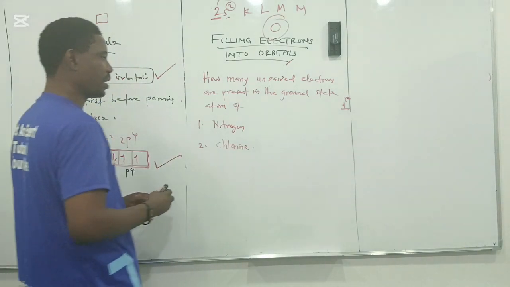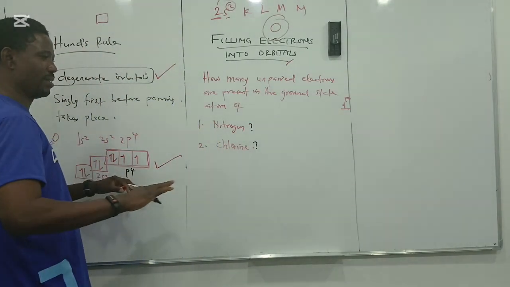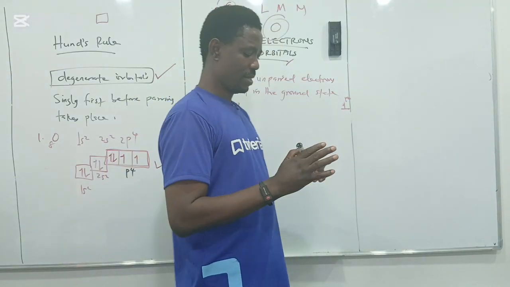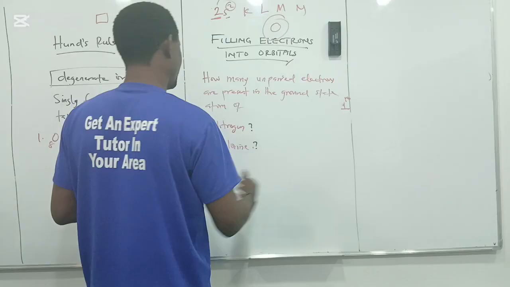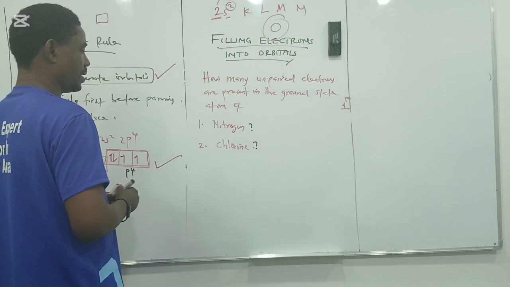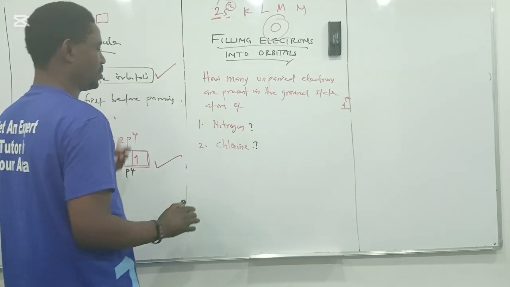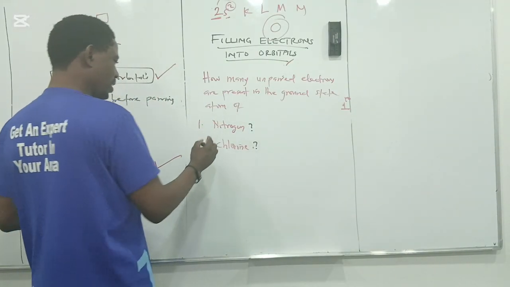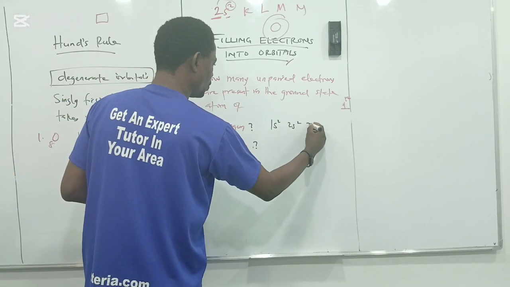So how many unpaired electrons do we have in the ground state? Ground state means that it is not charged. That means it doesn't have any charge, it has not lost an electron to move to the excited state. All right, so it's just the normal neutral element that has not lost an electron. So how many unpaired electrons do you have in this atom? Nitrogen is number 7. All right, so 1s2, 2s2, 2p what?